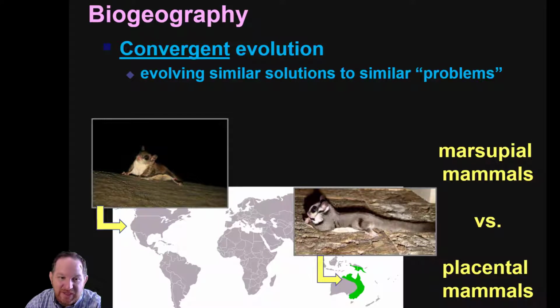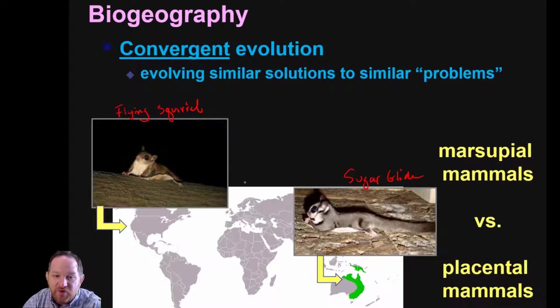So take, for example, our flying squirrel and the sugar glider. Now you look at these two organisms and you say, that's the same thing. They must be related.